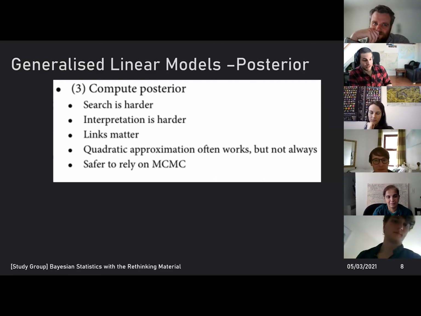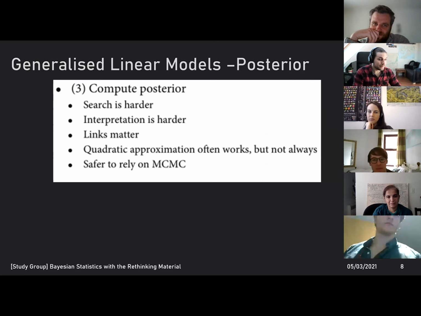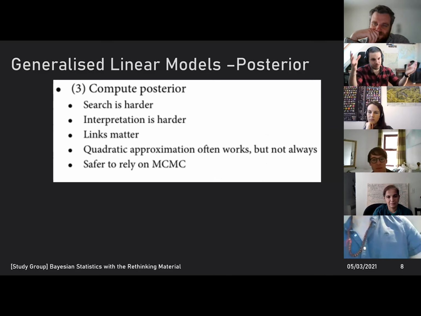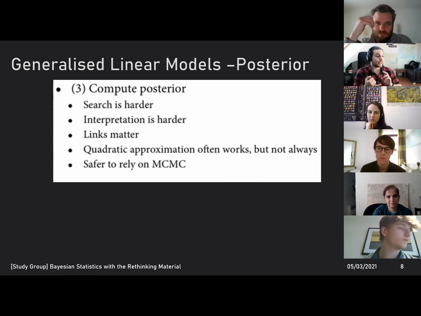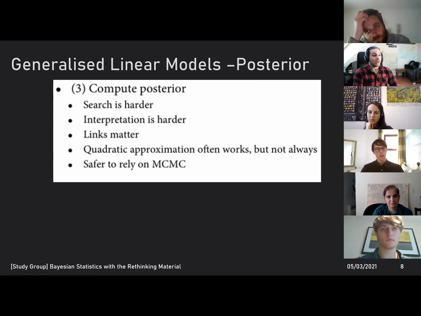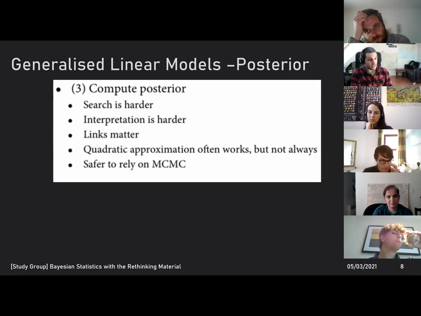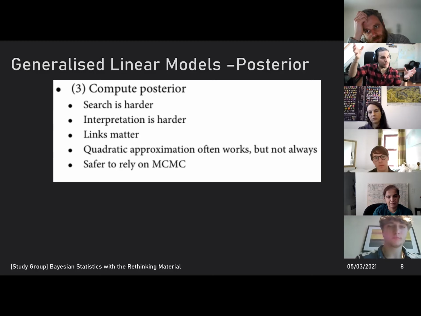Now that we've got our link function, we are ready to compute the posterior. And this is where MCMC comes in, because the search for our posterior is harder given all of the different parameters and functions that we just implemented. The links matter, the interpretation is harder. Quadratic approximation may do well, but doesn't always work, especially when we don't have a distinct hump in our distribution that it can converge onto. So it's safer to rely on Markov chain Monte Carlo when we actually compute the posterior.